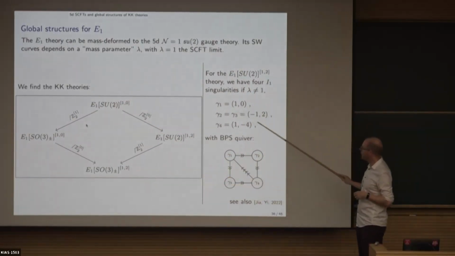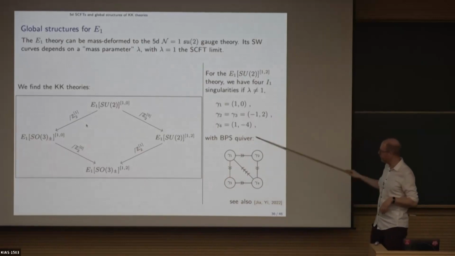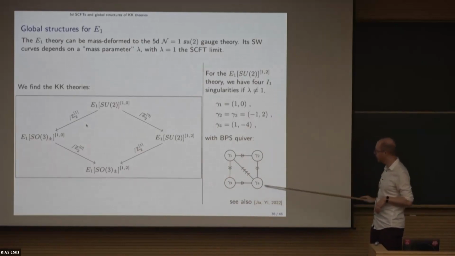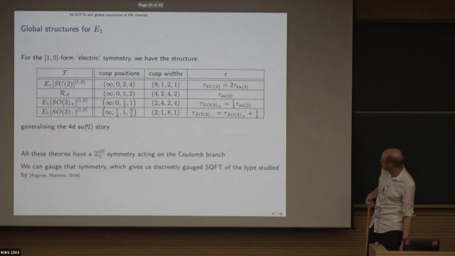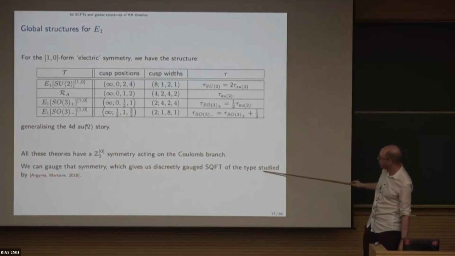You can similarly look at the light states on the Coulomb branch. They're encoded by a BPS quiver. This is a well-known story that was also nicely revisited by Pilgin a year ago. So okay, this is the result of all the relations. Let me just draw a picture. The important new ingredient here, as we said, is that we can gauge now zero-form symmetries.